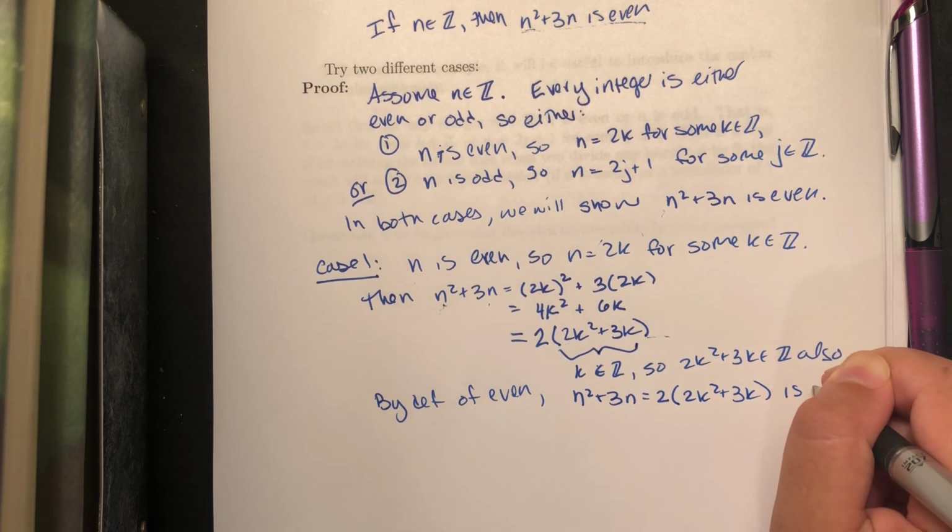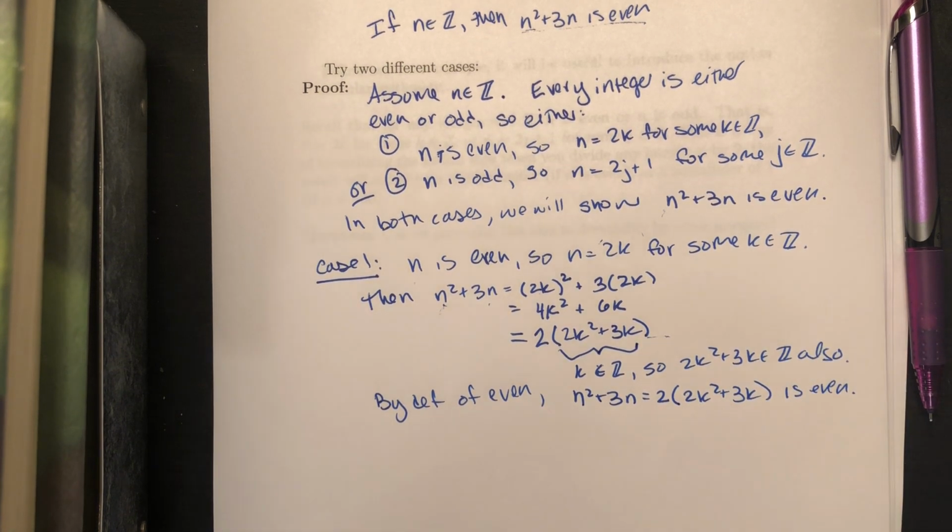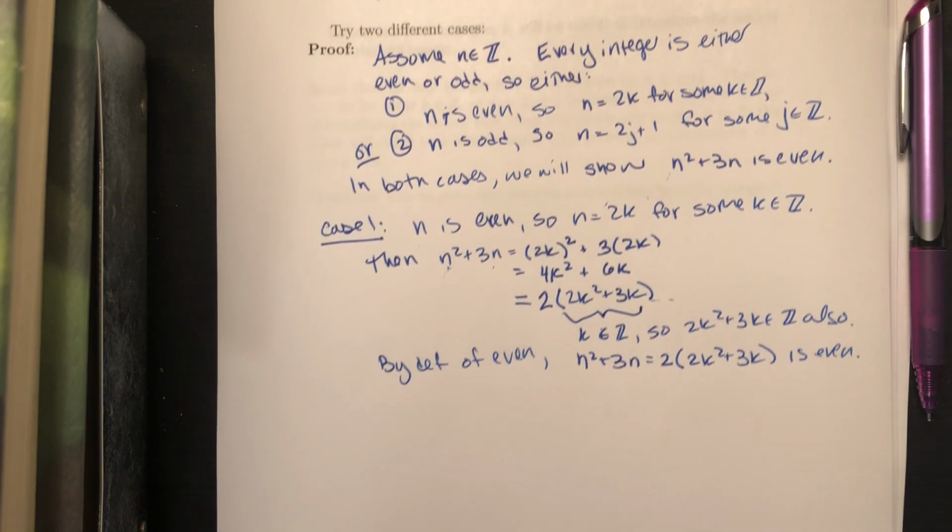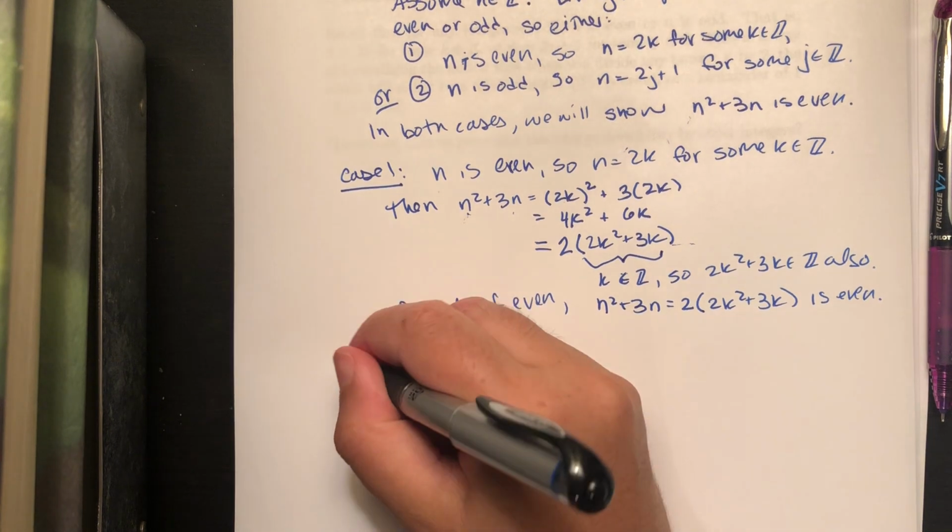So n squared plus 3n is even. Great. So case 1 is done. We assumed n was even, and we proved n squared plus 3n is even also. Now, if we can also do the same thing for case 2, then we'll know that it's true for every integer, because every integer is either even or odd.